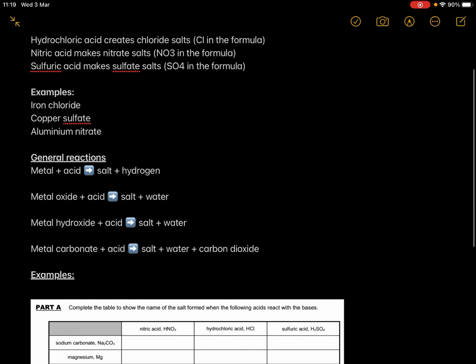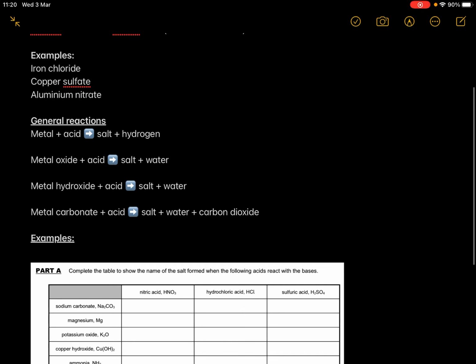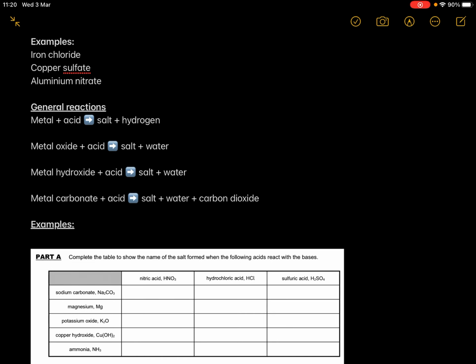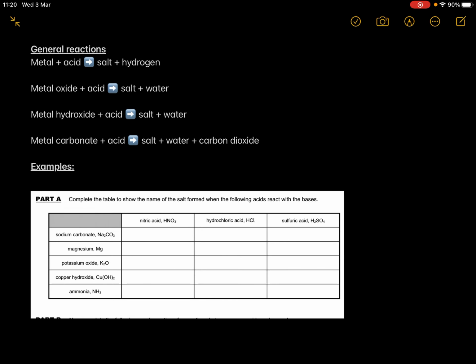Now, I've then written the 4 general equations. Metal plus acid creates a salt, and remember you can't just write salt, you've got to actually name it. Likewise, the metal and then the acid will generally be named, plus hydrogen. Metal oxide, which is just metal and oxygen joined together, plus acid, creates a salt and water. Metal hydroxide does exactly the same, creates a salt and water. And the last one is metal carbonates and acid create salt, water, and carbon dioxide, because you've got that carbon coming from the carbonate. So I thought the easiest thing to do was to then talk through some examples.